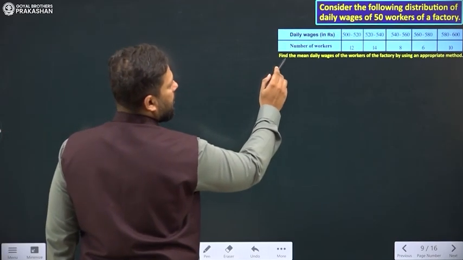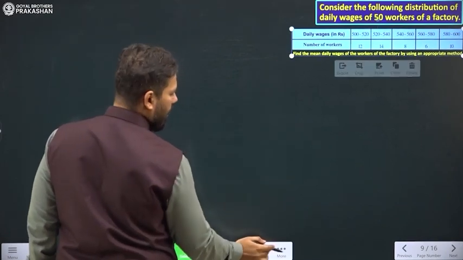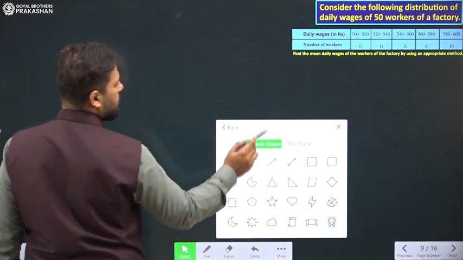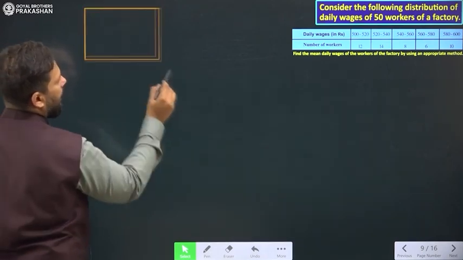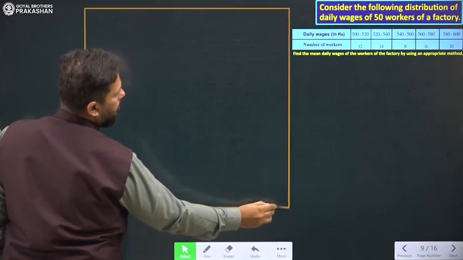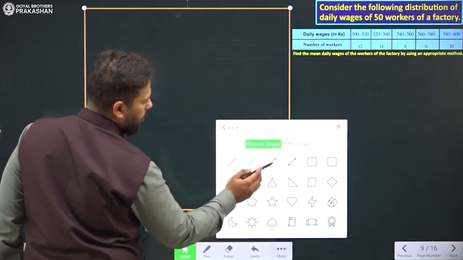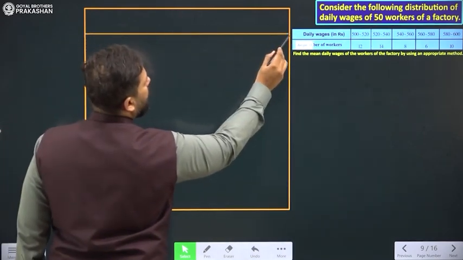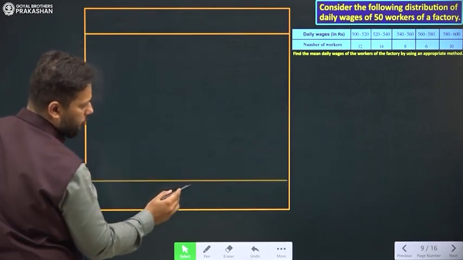Let us just move it a little bit aside. You already know how many columns are required in the table of step deviation method. Yes, there are in total 6 columns required. So we need to make that table as per that requirement. So here we have it. Let us also now divide it into a few more rows and columns. Here we have it. Let us also have it here for the total.